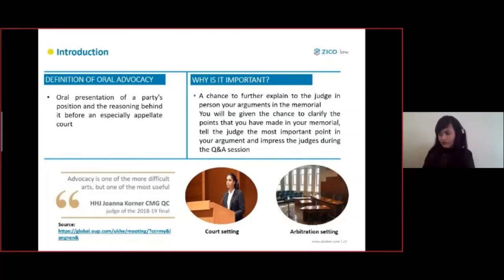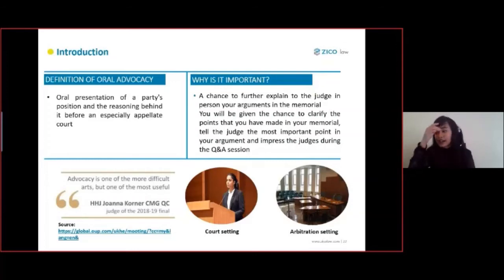All right. So I've just gotten a quote from a judge. She's a moot court judge. She said that advocacy is one of the more difficult arts, but one of the most useful. And it's true. Like I said, advocacy is really a game of creativity. So there's really no right and wrong. For as long as you're confident and your arguments are logical, you'll be fine.